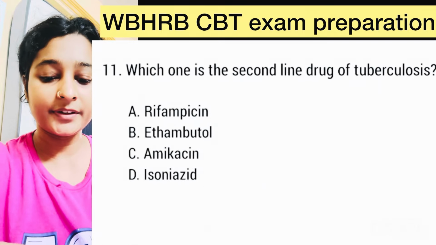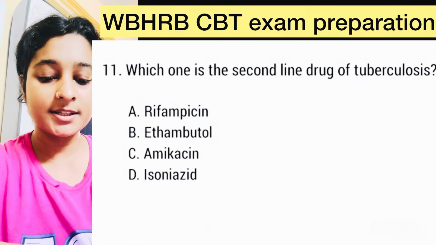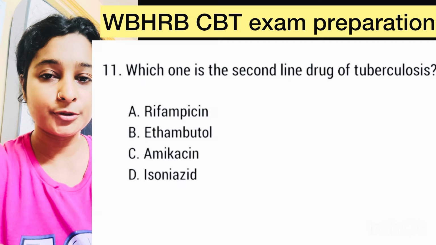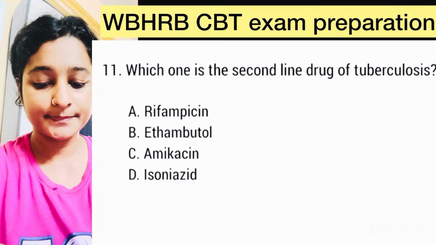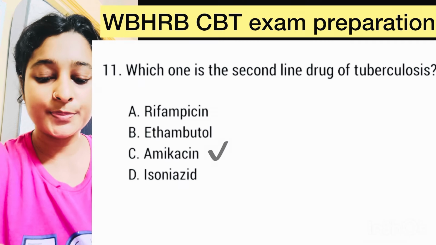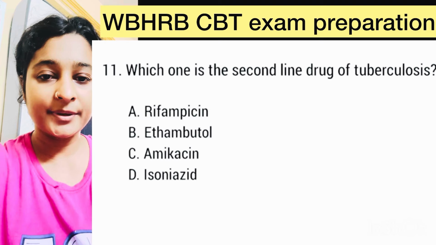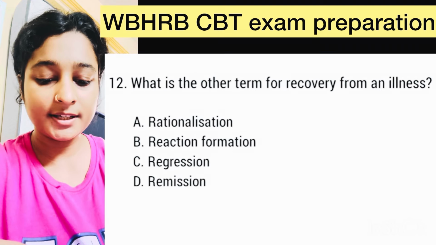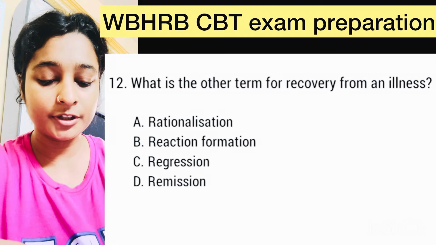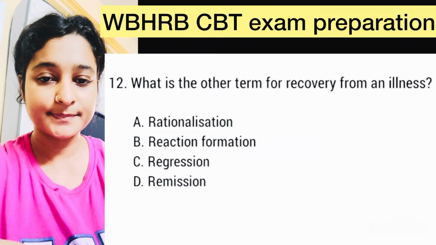Question number 11. Which one is the second line drug of tuberculosis? Here, correct option is option C, amikacin. Number 12. What is the other term of recovery from an illness?